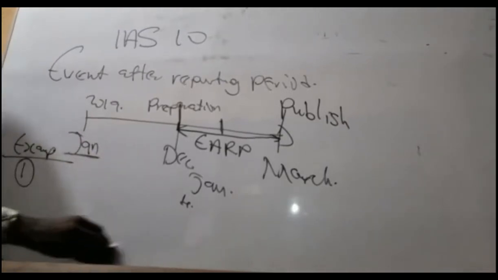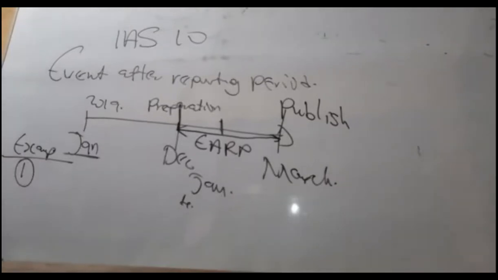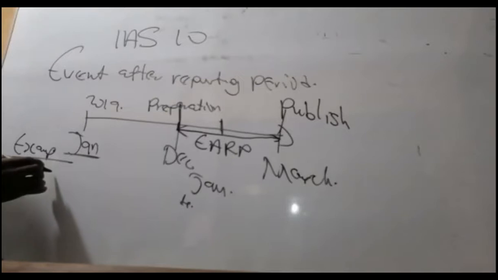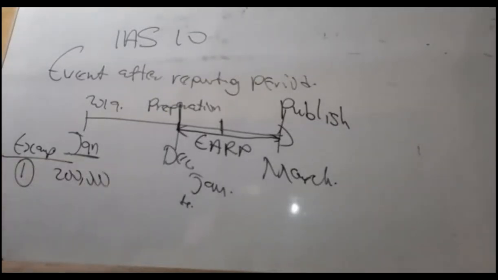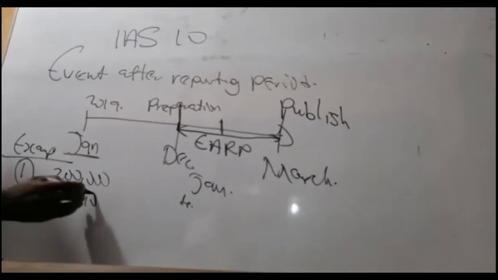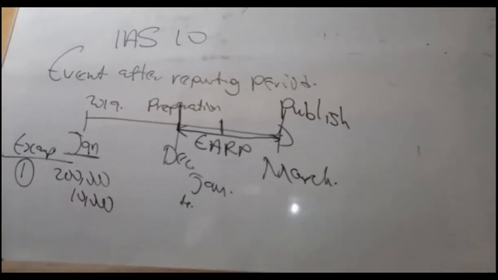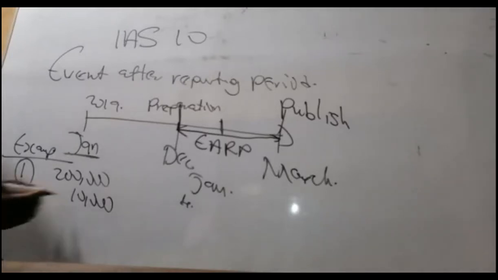Another clear example is what? Bad debt after the year end. Let us assume total people owing you is 200,000 cedis. That's your receivable. Out of this, a certain customer is owing you 10,000. After the year end, that customer decided to die. Yes. It means that you have to write off that debt.